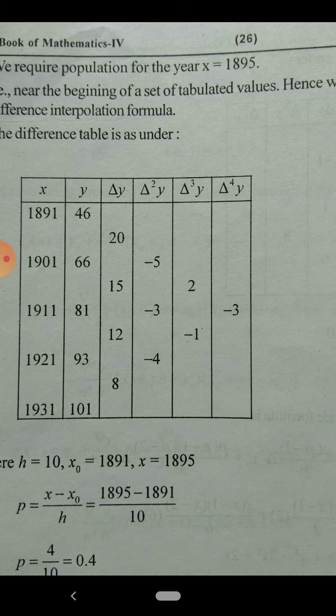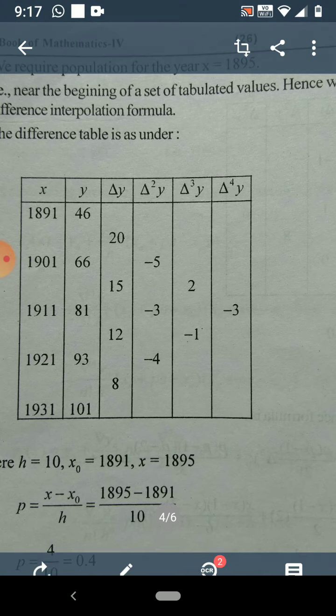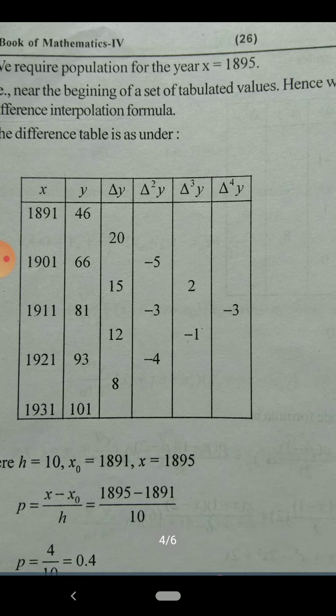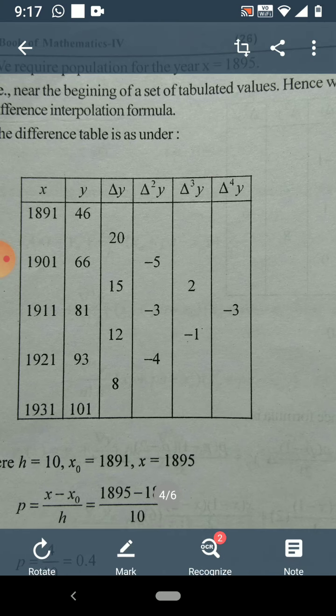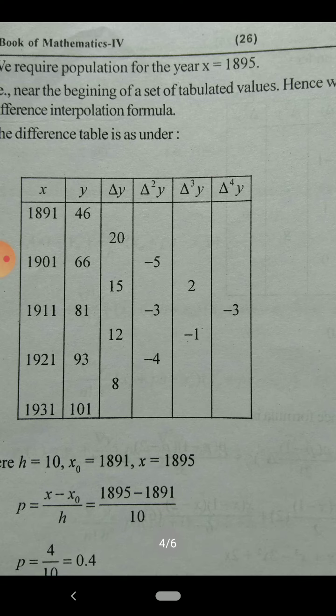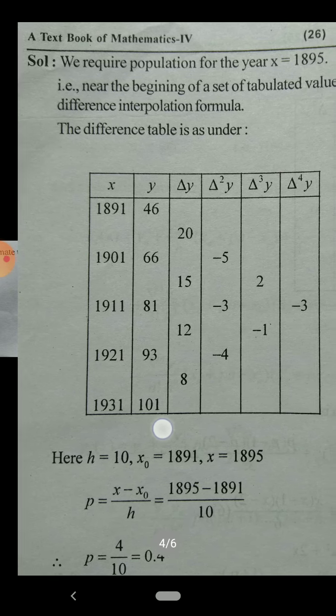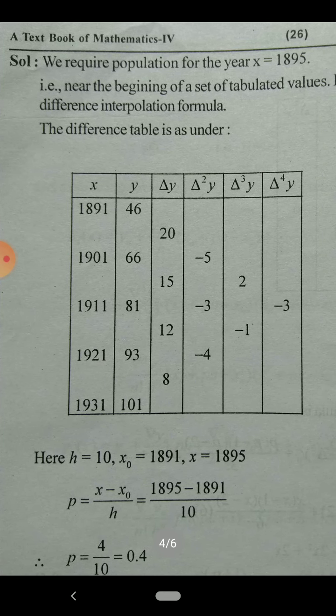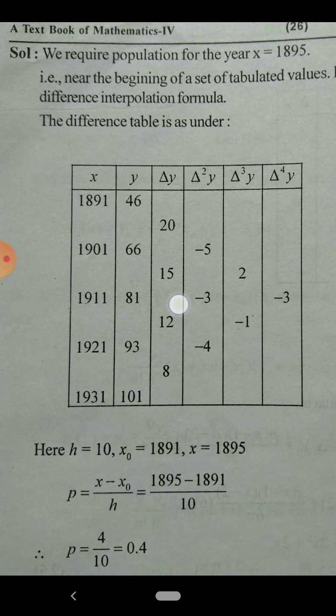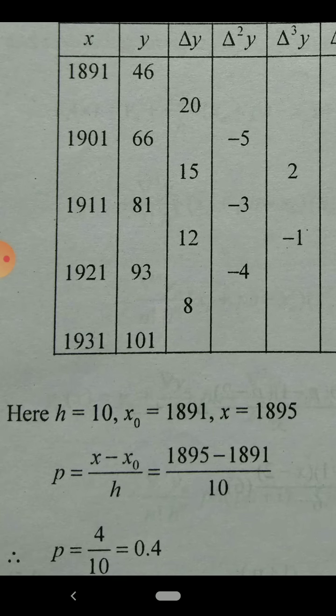Here you can observe that the difference 1901 minus 1891 is 10. 1911 minus 1901 is also 10. You can observe that this difference is 10 every time. That means here h is equal to 10, the difference between values of x. x0 is 1891, x is 1895, and p is equal to x minus x0 upon h.